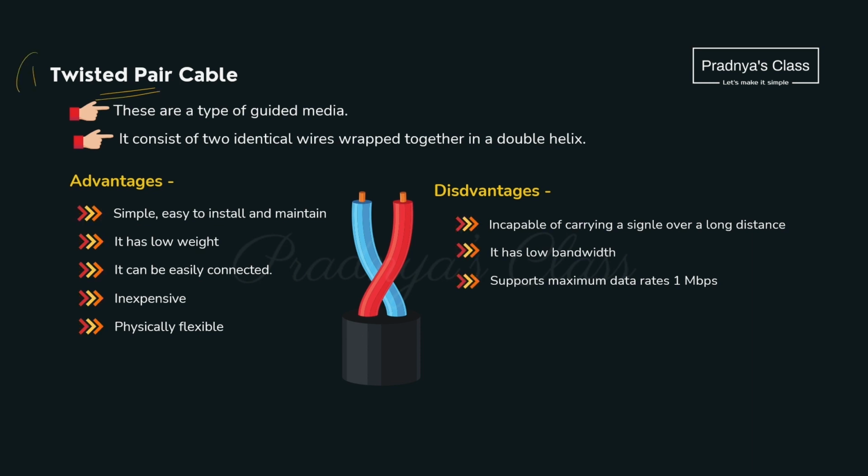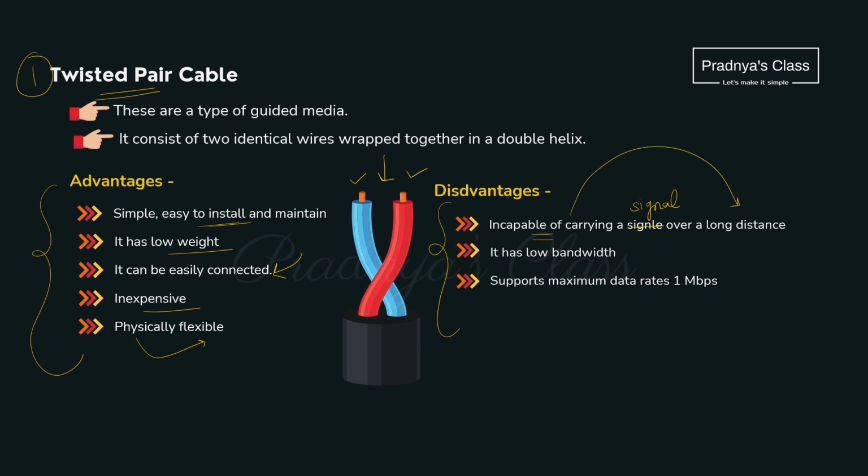The first one is twisted pair cable. Look at the diagram. It consists of 2 identical wires which are twisted together. Let's remember some of the advantages of twisted pair cable. It is easy to install, low in weight, it can be easily connected, it is inexpensive and flexible. Then what about disadvantages? It is not capable of carrying a signal over a long distance. It has low bandwidth and it supports a data rate of 1 Mbps.